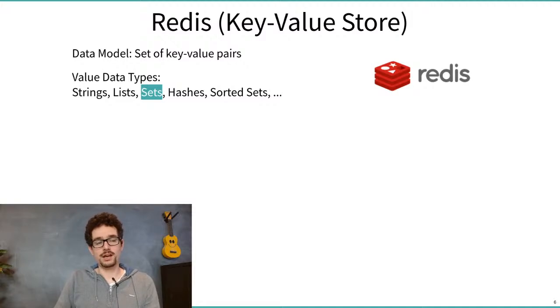You can check what's the cardinality of this set, so how many people watched the video, and you can check, did a specific user already watch the video, yes or no. And Redis is optimized for these kinds of queries. It's very limited what you can do with it, but what you can do is very fast in Redis.